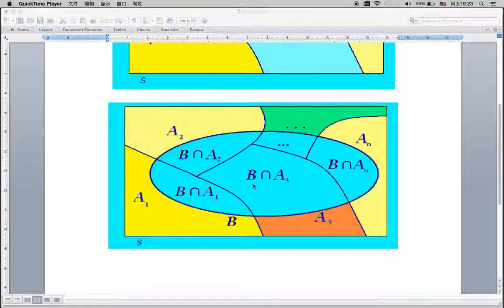And then let's say we have event B, which looks something like this. So we can see that the probability of event B will simply be the sum of the probabilities of B intersect A_i. If we sum all of the intersections of B with each of the events A_i, then the sum will be the probability of event B.